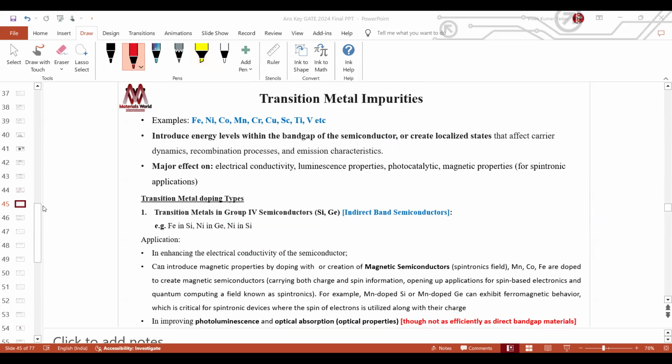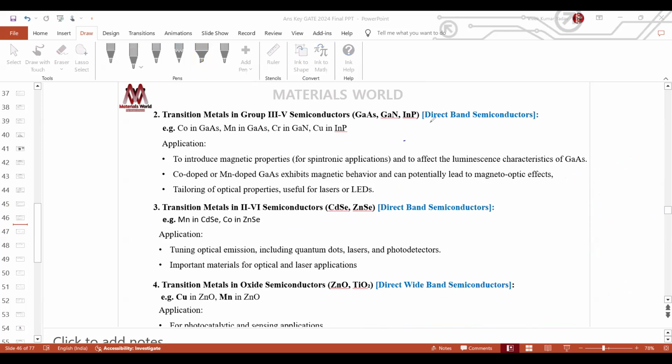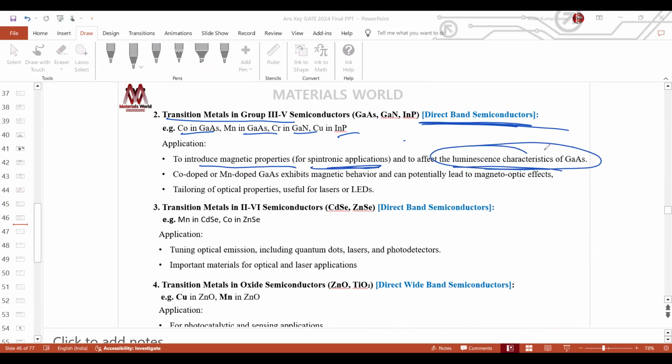Now there is another type of transition metal doping inside direct band gap semiconductors. If you dope transition metal in a direct band gap semiconductor, like cobalt in gallium arsenide, gallium nitride, or indium phosphide, you are not only introducing magnetic properties like modifying the spin, you are also enhancing the luminescence. That is why gallium arsenide, a direct band semiconductor, can become a blue LED if you dope the transition metal. That was the invention.